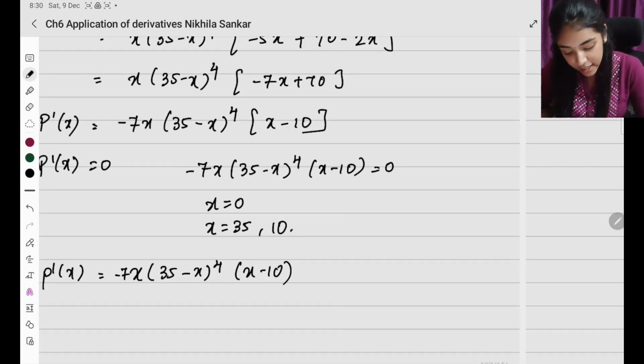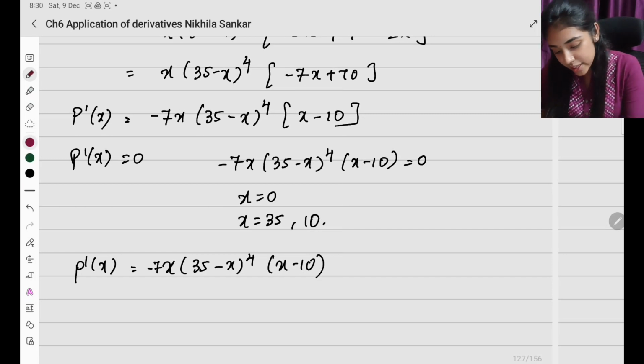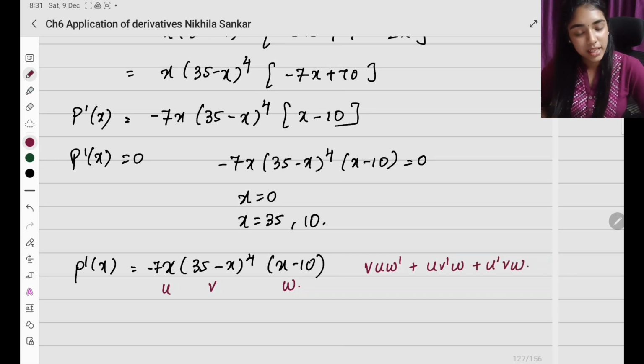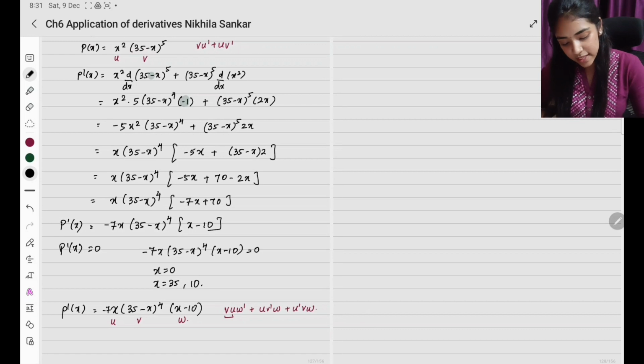When I find the second derivative, it is of the form u v w. So how is the formula going to be? u v w dash plus u v dash w plus u dash v w. This is the chain rule. So it is going to be the derivative of one function times the multiplication of the other two. In that manner we have to find the derivative, and I do that.